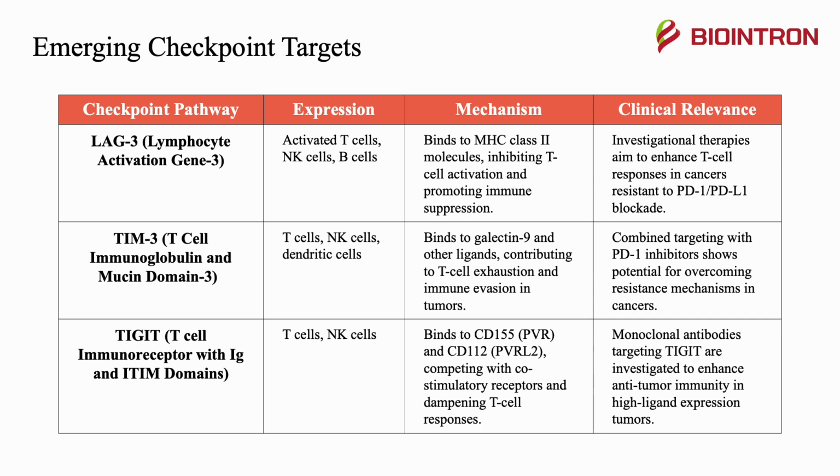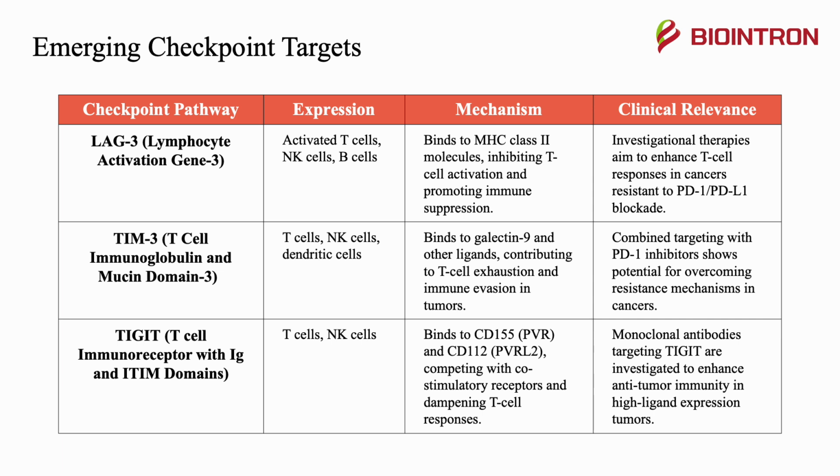Besides CTLA-4 and PD-1, there are other emerging checkpoint targets. For example, LAG-3, lymphocyte activation gene 3, is expressed on activated T cells, NK cells, and B cells. It binds to MHC class II molecules, inhibiting T cell activation and promoting immune suppression. Investigational therapies aim to enhance T cell responses in cancers resistant to PD-1, PD-L1 blockade.